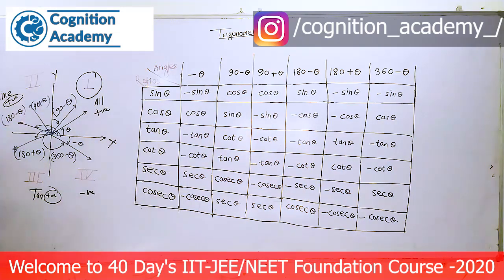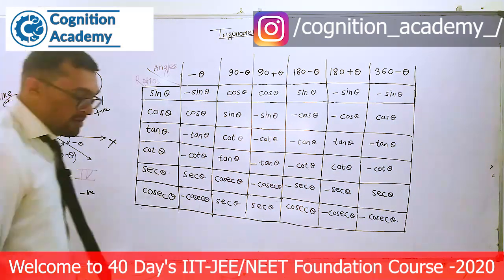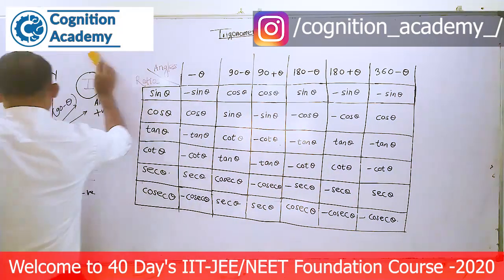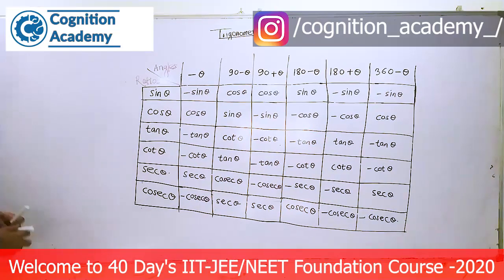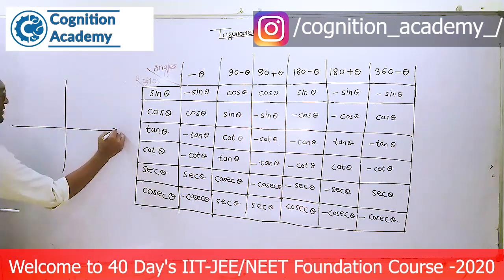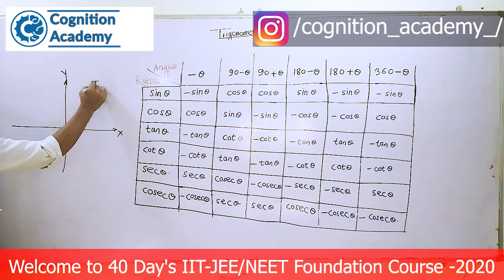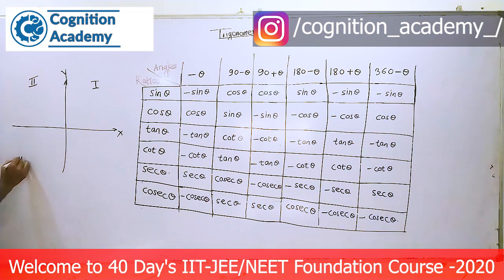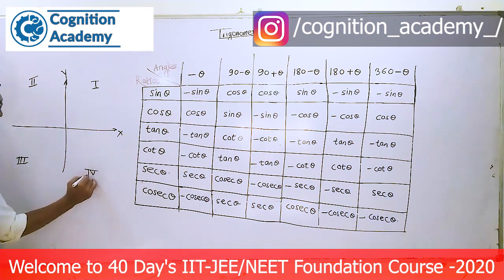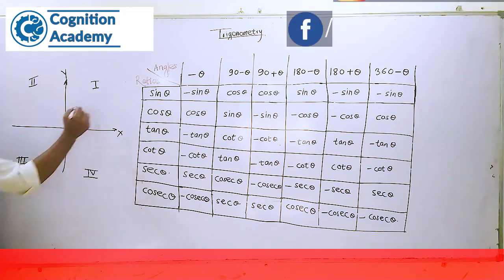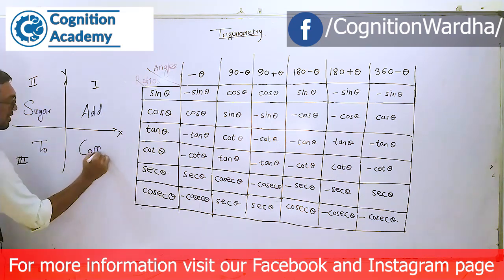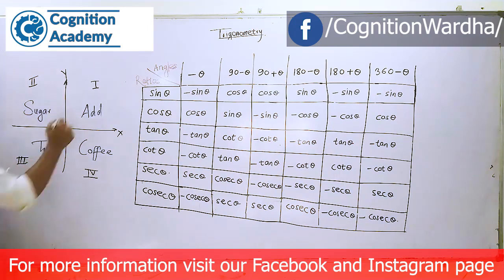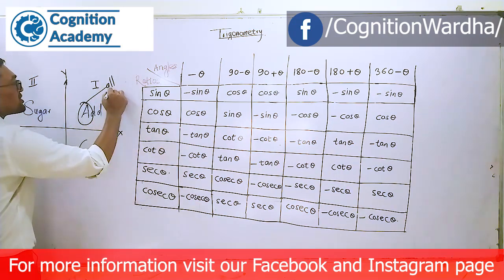So to remember all this there is a simple chant. Let us suppose this is our x-axis, this is y-axis, this is first quadrant, second, third and fourth in the same order. So we can say that the chant is add sugar to coffee. Here you can see that A means all are positive.